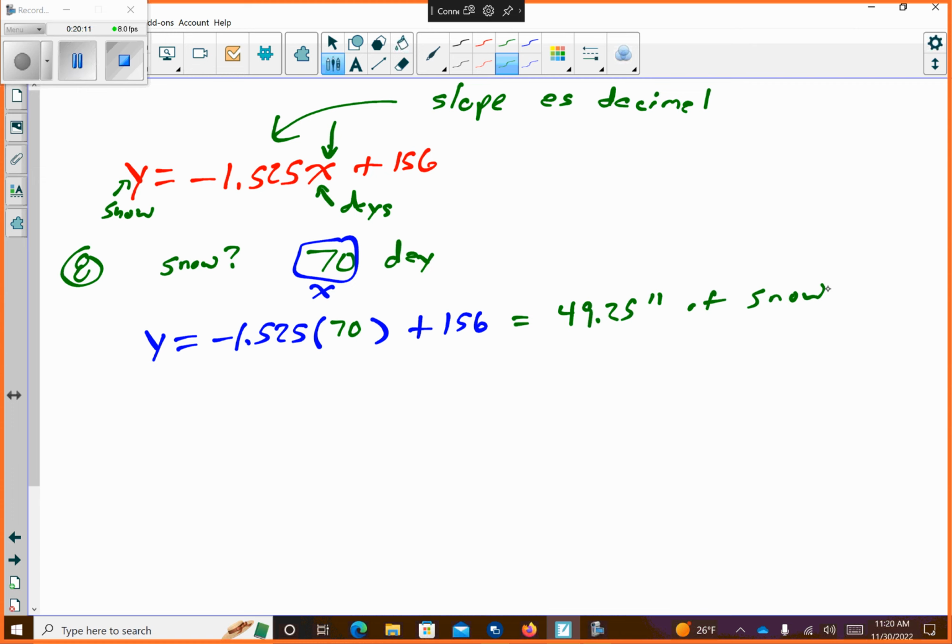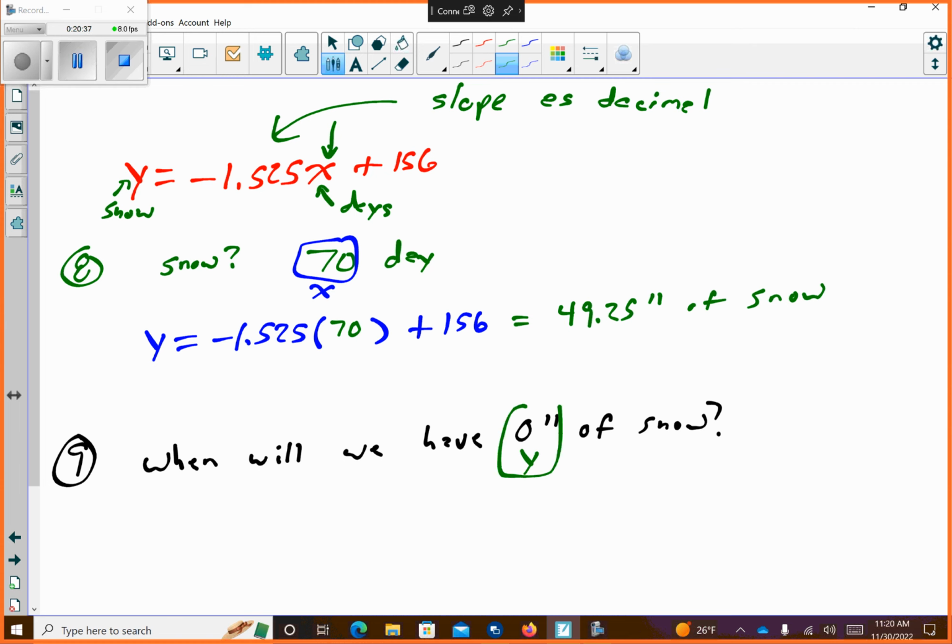And then problem number 9 says, when will we have 0 inches of snow? So if days is X, that means this is going to be Y. So what am I going to do with that zero with our red equation up above? You're not going to plug it into X. You're going to plug it into Y because Y is the snow.